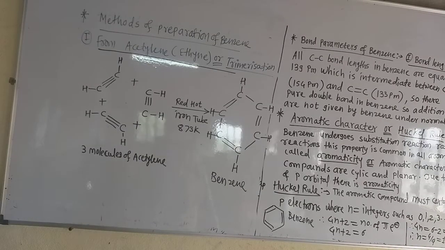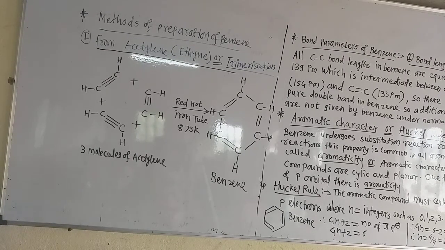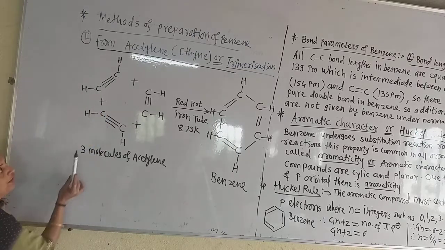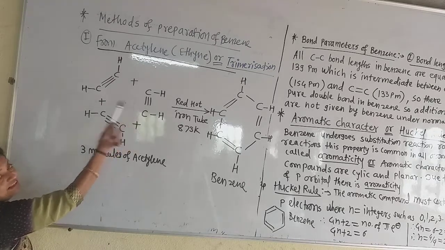Now there are some methods of preparation of benzene. The first method is called trimerization. That means 3 molecules of acetylene can form benzene. This method is also known as preparation of benzene from acetylene or ethyne. Now let us see here. I write or draw the 3 acetylene molecules. Now you know that HC triple bond CH. First acetylene molecule, second acetylene molecule, and third acetylene.